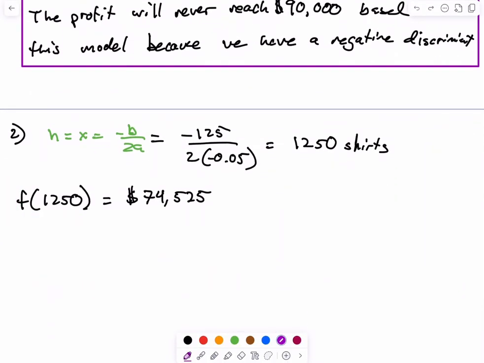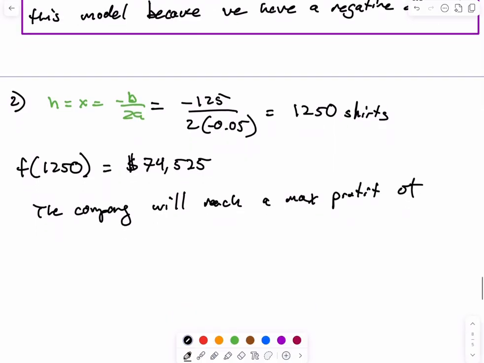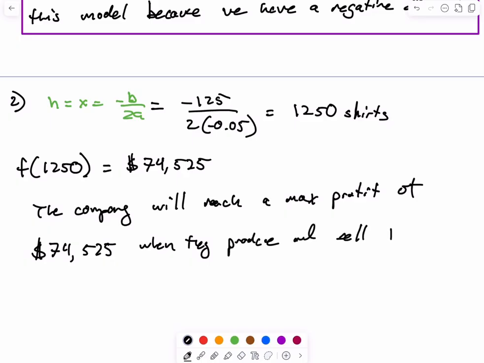So let's do it like this. The company will reach a max profit of 74,525 when they produce and sell 1250 shirts.